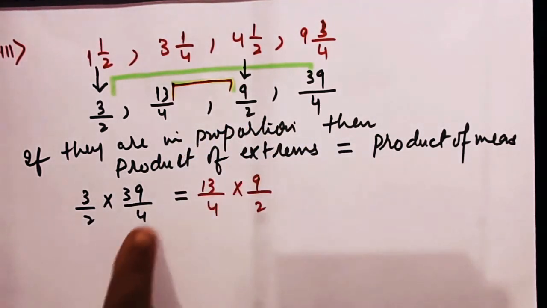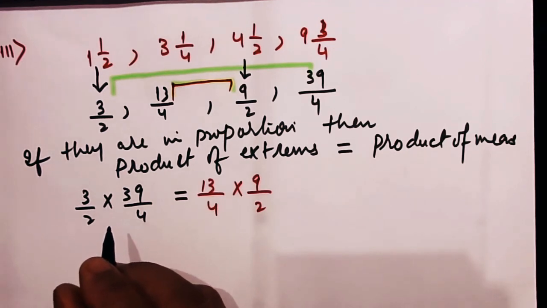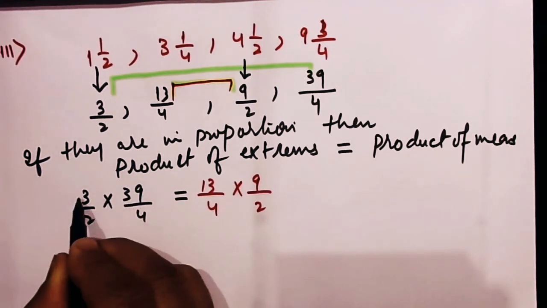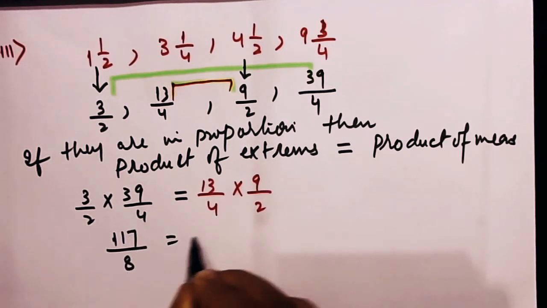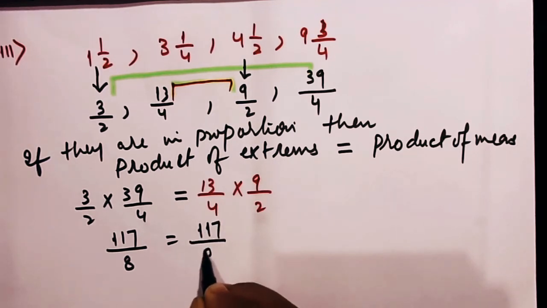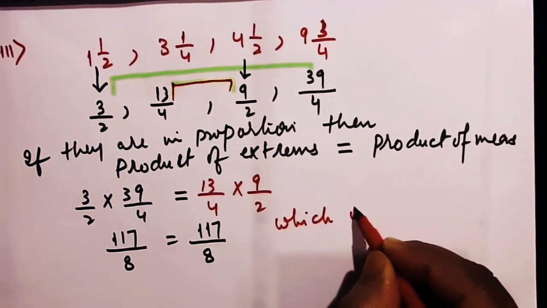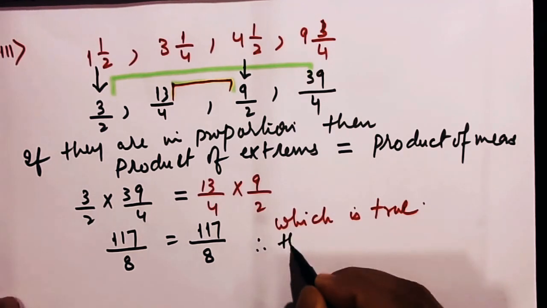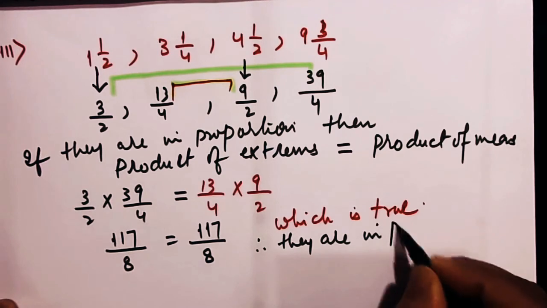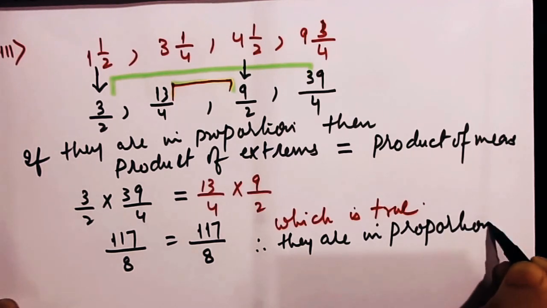And then let me see if it cancels. I don't find that they will cancel, isn't it? Since they will not cancel, why not multiply? So let's multiply. We'll get 39 times 3 is equal to 117 by 8, equal to again 117 by 8, which is true. So when they are true, therefore they are in proportion, and no one is going to deduct your marks, isn't it?